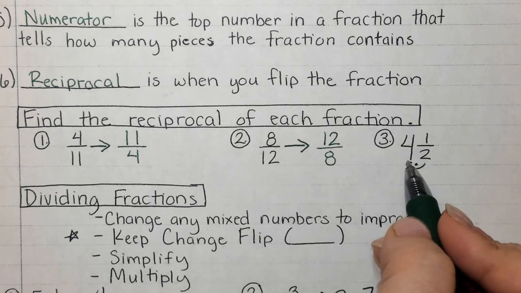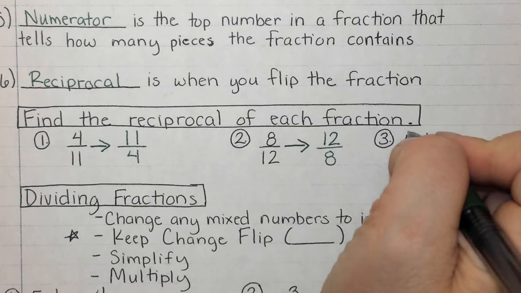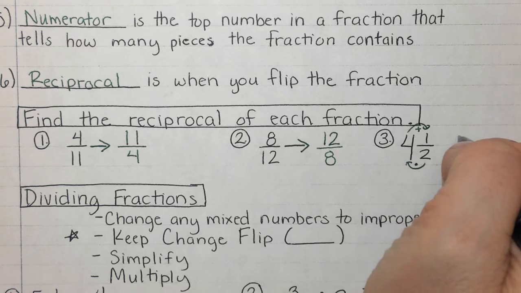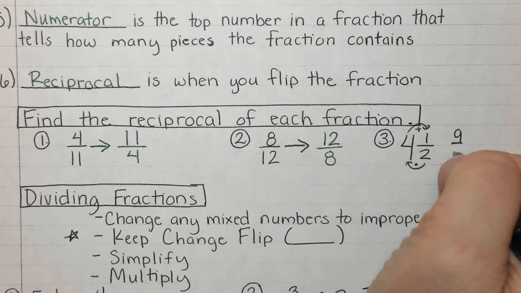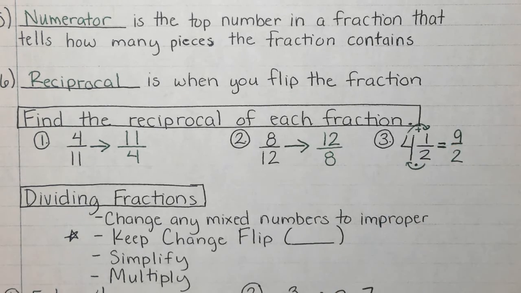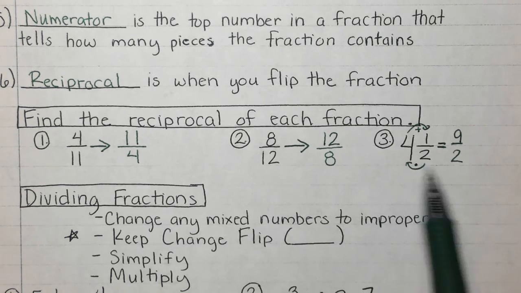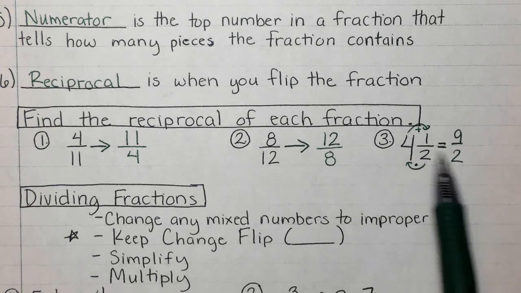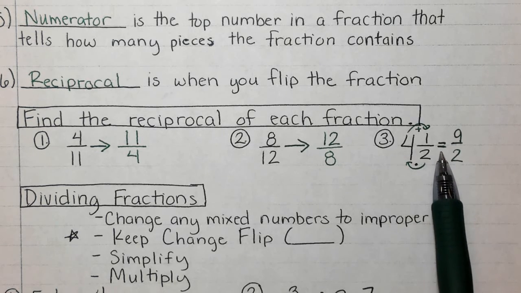So 2 times 4 is? And then we're going to add our 1. So that gives me 9. So I get 9 over 2. This time I am going to put an equal sign. Alright? A mixed number and an improper fraction are the exact same thing. Just this way it's a mixed number, this way it's improper. Are those equal? They don't look the same, but they are the same number, okay? So this would have an equal sign.